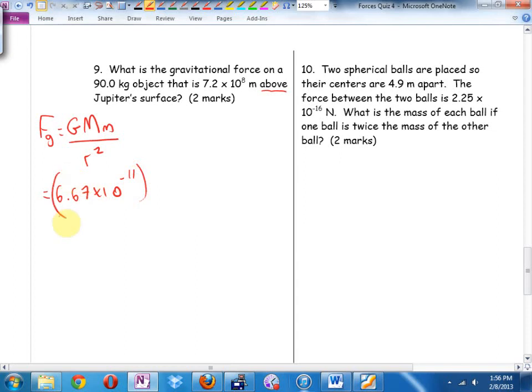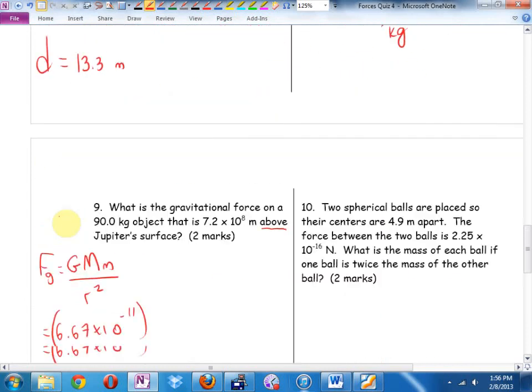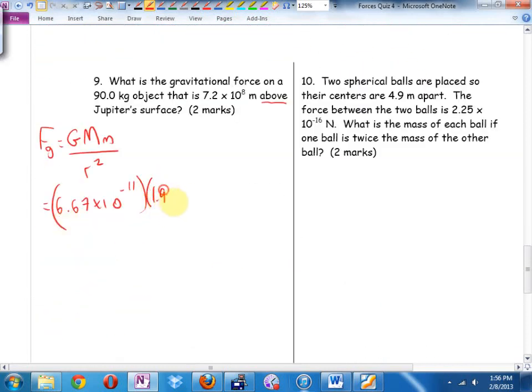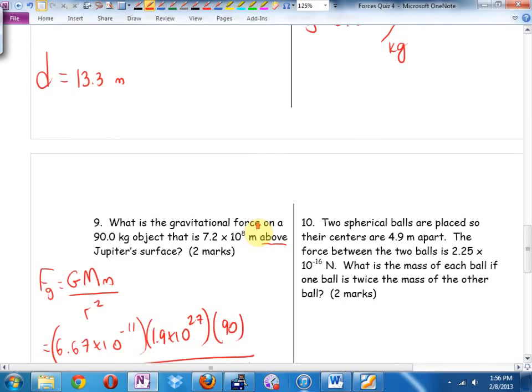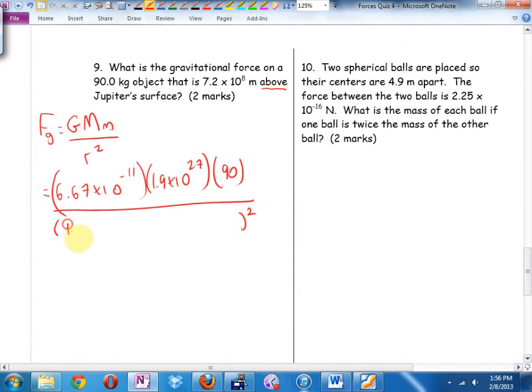Big M. Are we on the Earth? Nope. Don't use the mass of the Earth. Sometimes kids get so used to that. Jupiter, which was, I can't even remember, 1.9 times 10 to the 27th. Second mass is 90, divided by the radius of Jupiter, 1.43 times 10 to the 8th, plus how high you are above it.